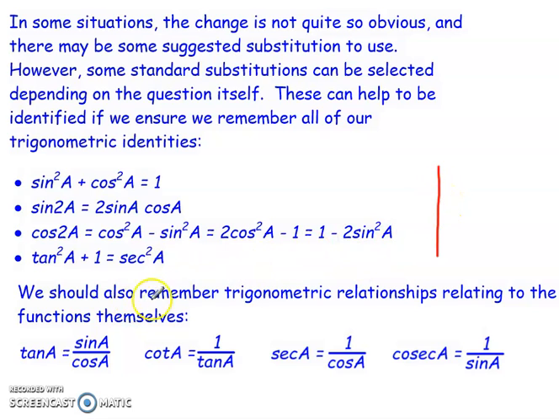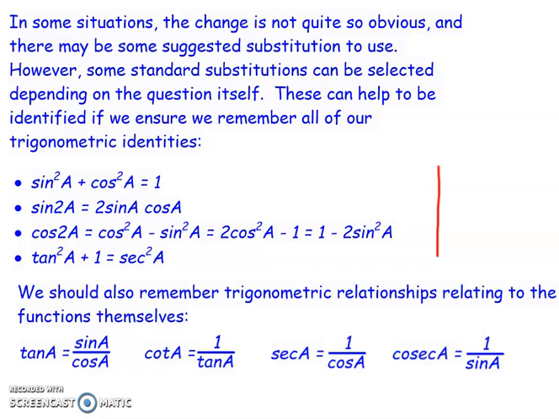We also need to remember trig relationships relating to the functions themselves. So for example, tan a is sine over cos, cot a is 1 over tan a, sec a is 1 over cos a, and cosec a is 1 over sine a. These are all standard trig forms and relationships that we need to remember. These will all come into play when we're doing our work, and these are all things we have to be able to identify and work with throughout.